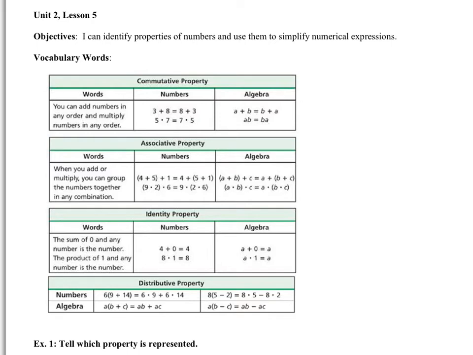Commutative property means that you can add numbers in any order and multiply numbers in any order. Notice it works for only addition and multiplication. And the way I think about this is that you commute to work, or you may know someone that commutes to work, and that just means that they move back and forth. So in commutative property, the order doesn't matter.